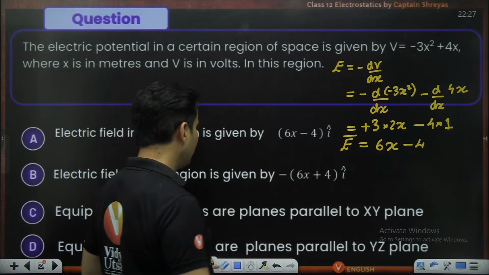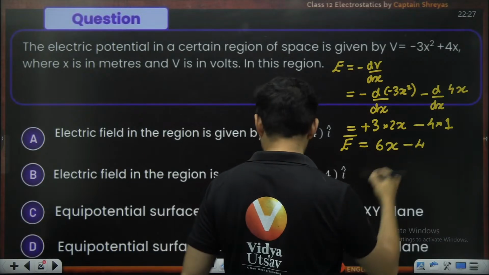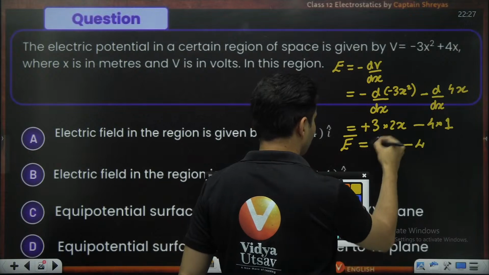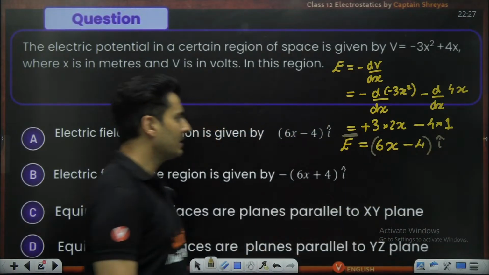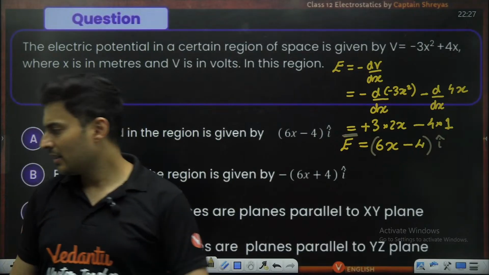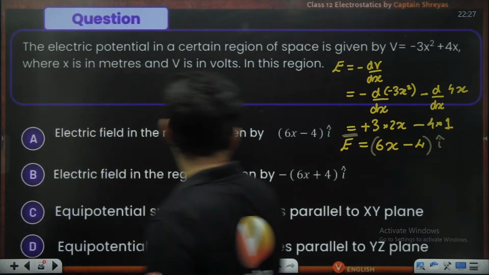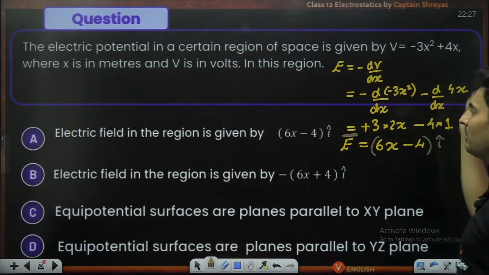So the electric field in that particular region, you can say, is nothing but this whole thing along I cap, if you put it in vector form: 6x minus 4 I cap. Is that clear? Then it will be correct. So 6x minus 4 will be the electric field.